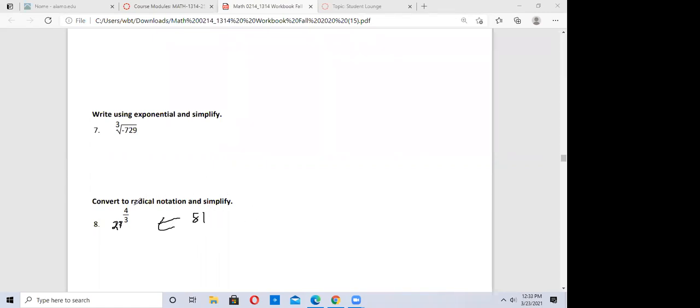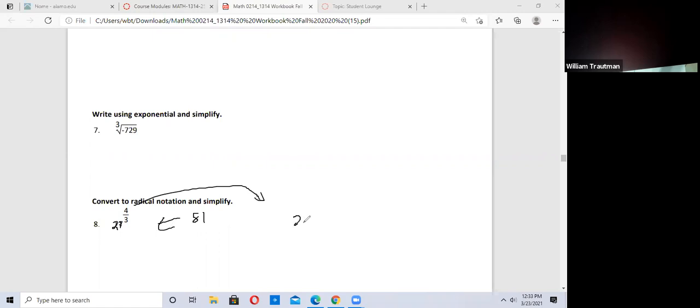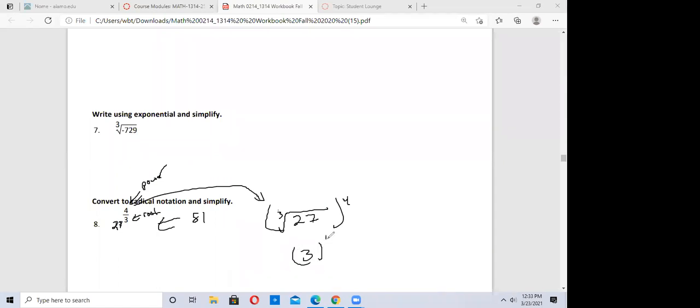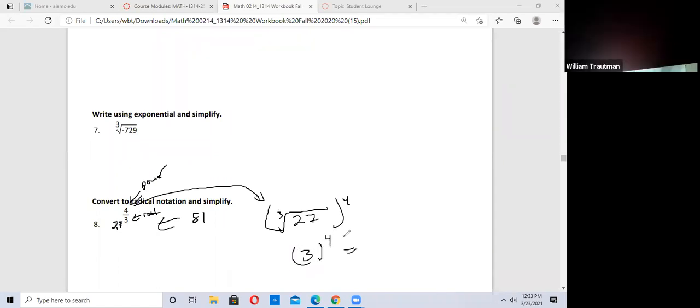Okay, so changing it to radical notation, radical means the root. Remember, the bottom is the root. So this is the third root of 27. The top is the power. And so you normally do the root first before the power. If the third root of 27 is 3, and then 3 to the fourth power, 3 times 3 times 3 times 3 is 81. So the answer is 81.